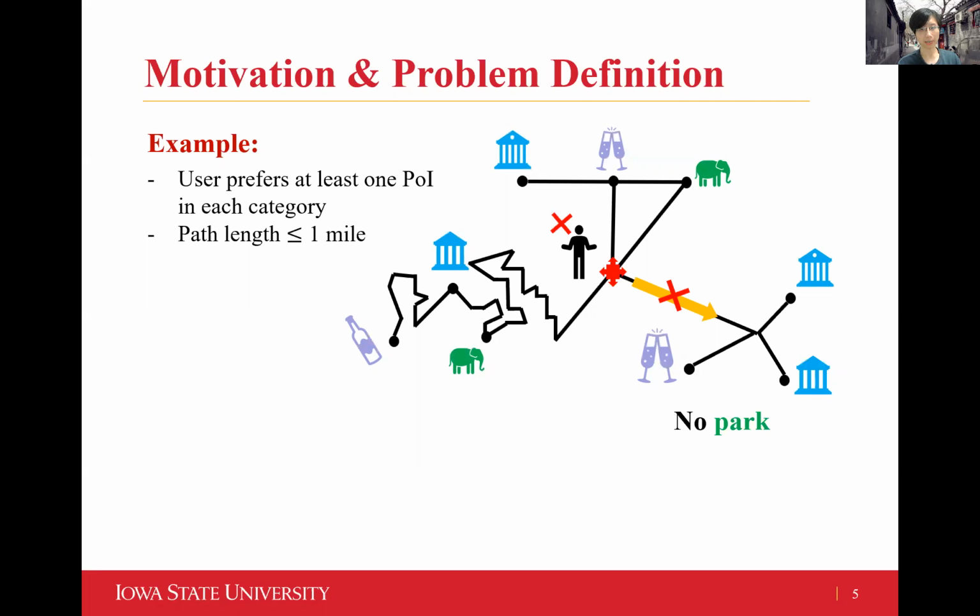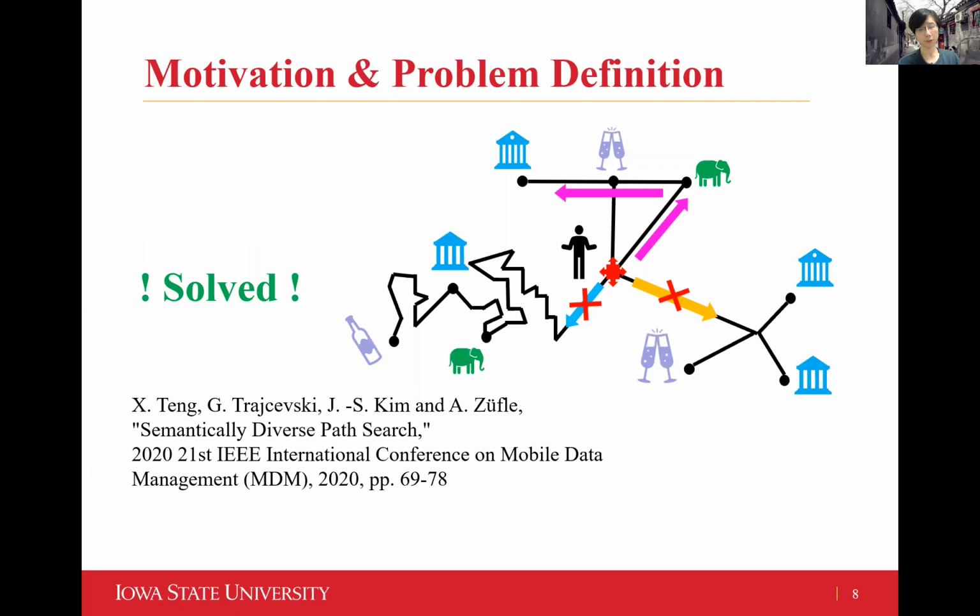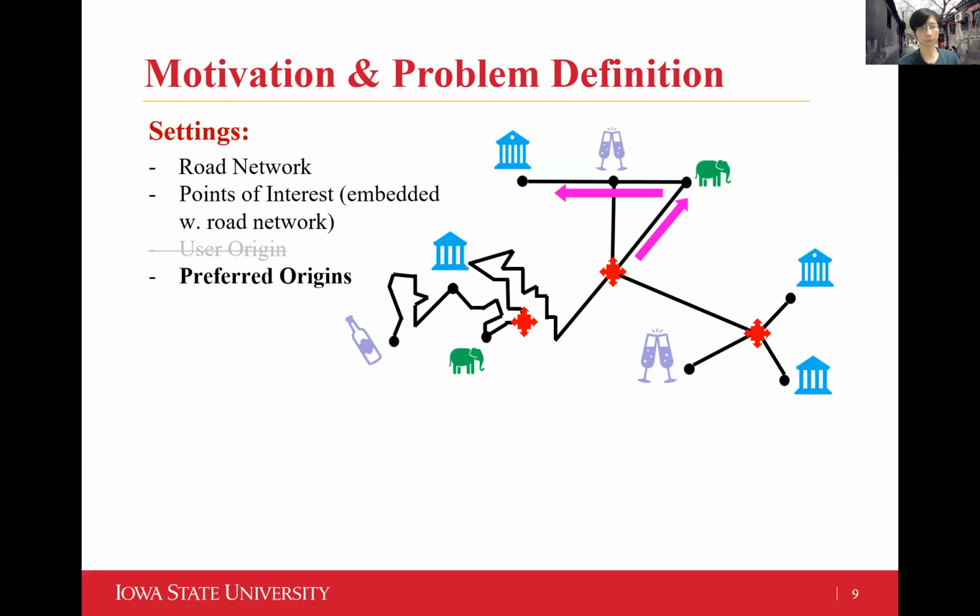The east direction does not have a park, which was labeled as a green elephant in the figure. The west direction has all 3 categories, but the path is too long. Eventually, the north one satisfied all the preferences. However, this query actually had been solved in another paper last year.